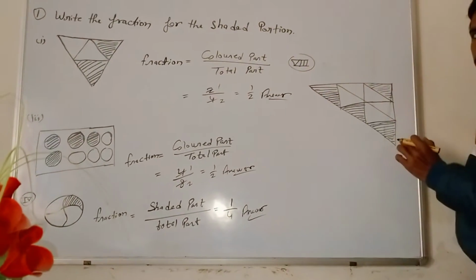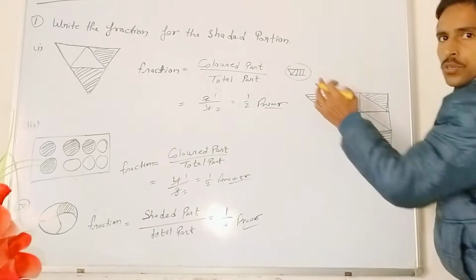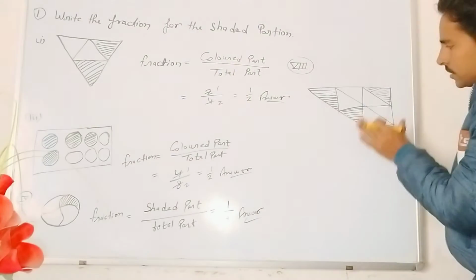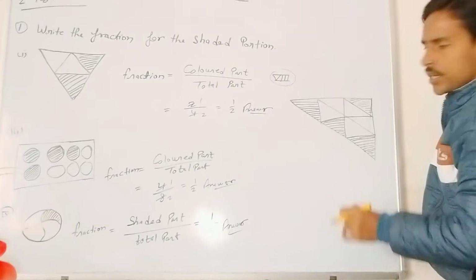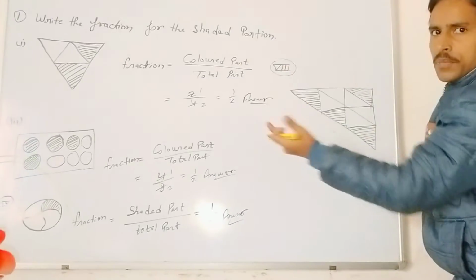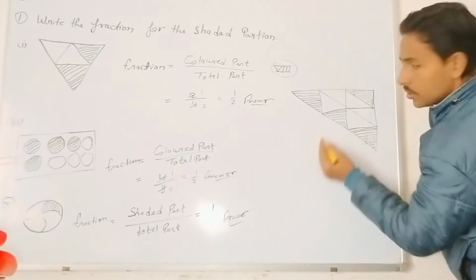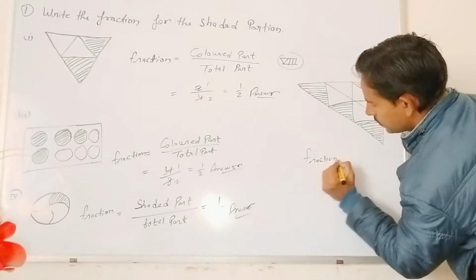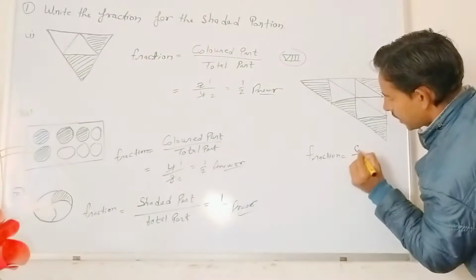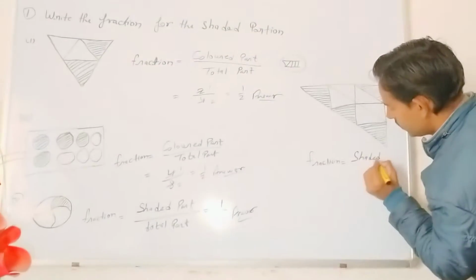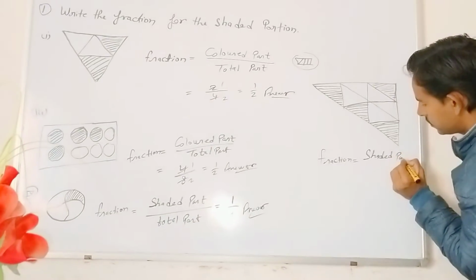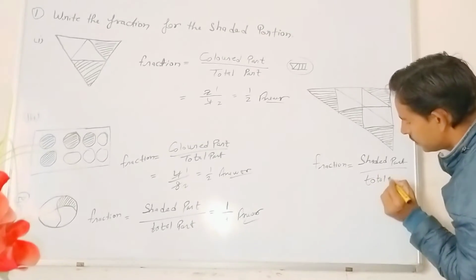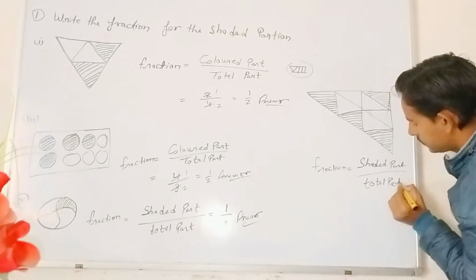Again, there is another sum, question number 8. How can we solve this sum? We can solve this sum in the same manner. We can make the fraction for this sum in the same manner. How? Look here. Fraction equals shaded part upon total part.